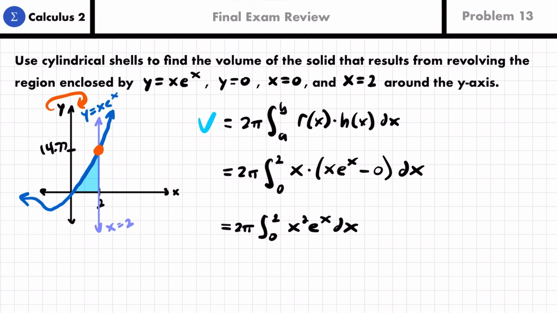And so now, how do we integrate this expression? Well, what we have here is a product of two different types of functions. We have an algebraic function of x squared and an exponential function, e to the power of x. This is a prime example of where we want to use integration by parts. And if you've had a lot of practice with using integration by parts, you might recognize this to be an integral where we will have to use it twice.